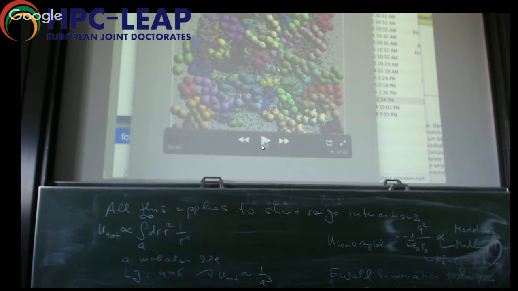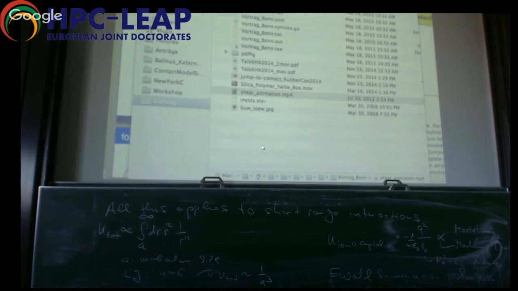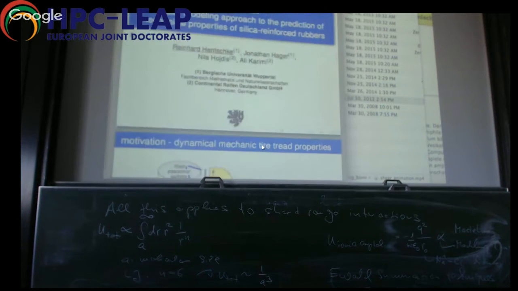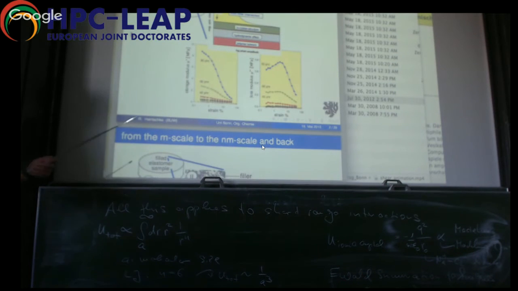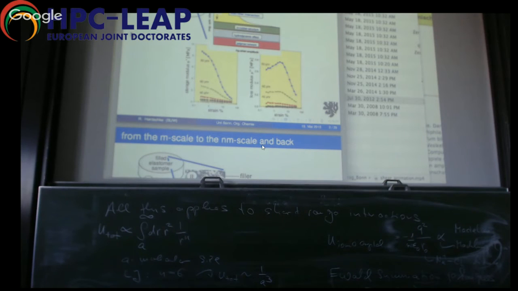And what these people are interested in, I can show you this as well. I'll go back to this top here. This is what the industry here is interested in. What is shown here is a storage modulus. I'm not sure whether you know what a storage modulus is.